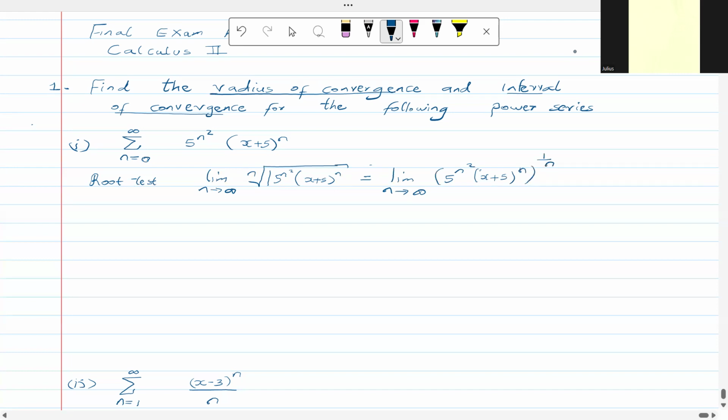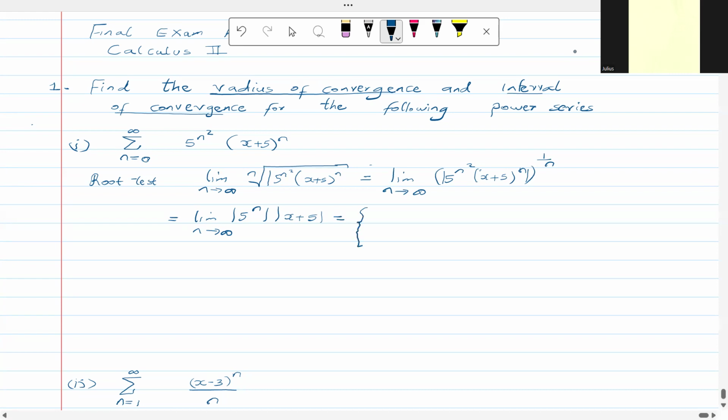This will simplify. I'm still finding the absolute value of this. The nth root cancels with the n, so we have the limit as n tends to infinity of 5 to the power of 1 over n, and then x plus 5, because the n cancels with the nth root. As n grows, the part that depends on n becomes very huge, and this will be the solution.